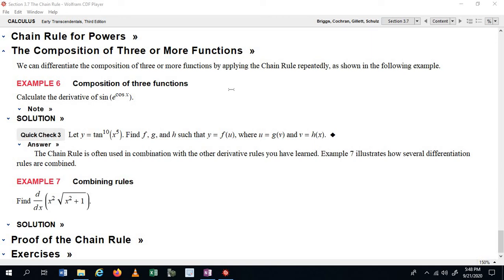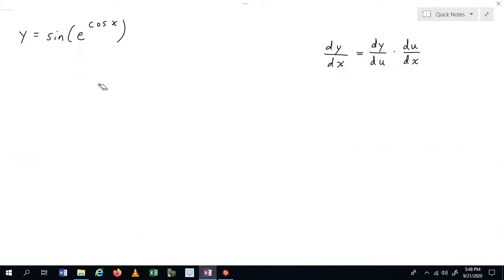Hello again. In this video, we're going to talk about how we find the derivative of a composition of three functions using the chain rule. Let's say you have this function here and you want to find the derivative of it with respect to x. So in other words, you want to find dy dx.